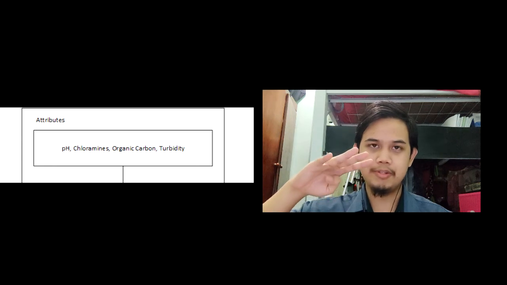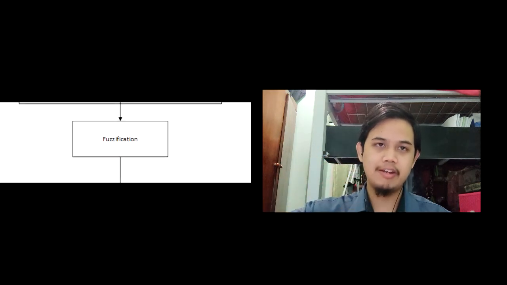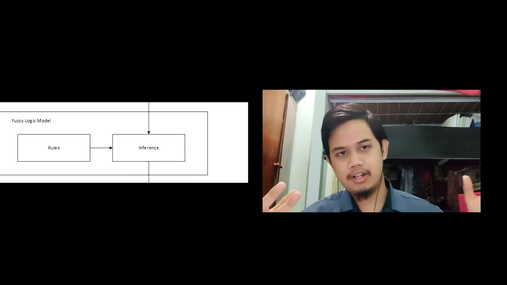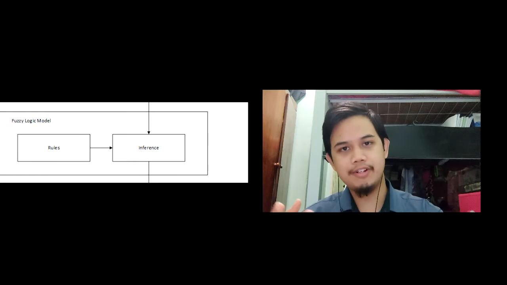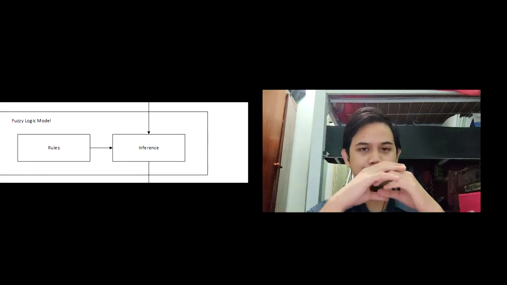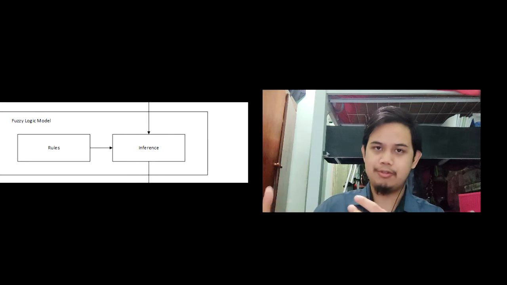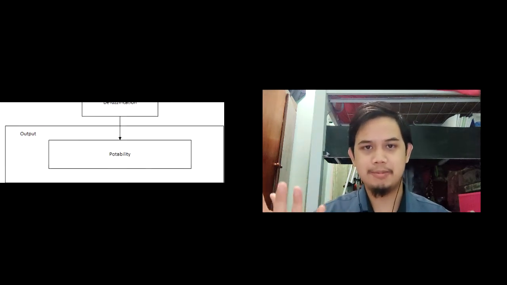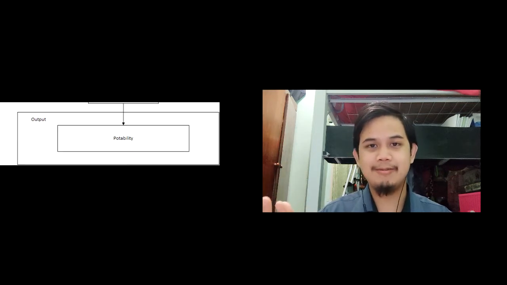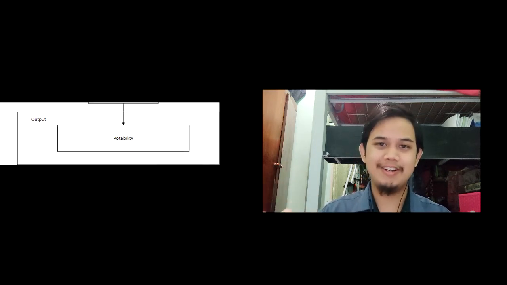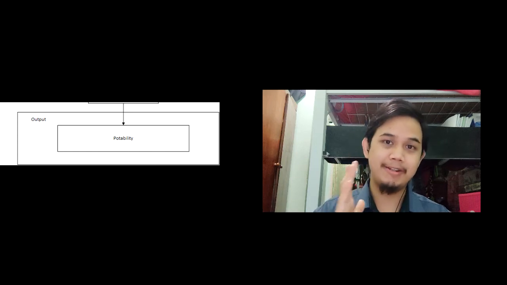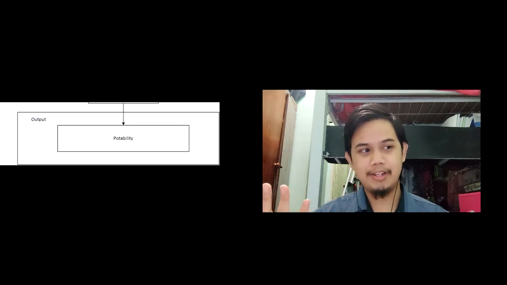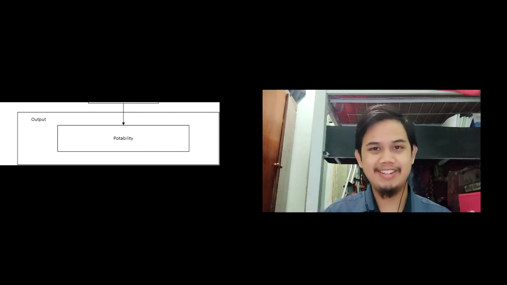Those inputs will be transferred into the fuzzification module, and then go through some processing inside the fuzzy logic model, which implements the rules and then the inference. After it has been processed, it will go through the defuzzification process, and finally we have the output, which is potability. The potability tells us whether the water is safe or not based on the binary output, which is 0 and 1. If it is 0, it's not safe to drink. If it is 1, it is safe to drink.